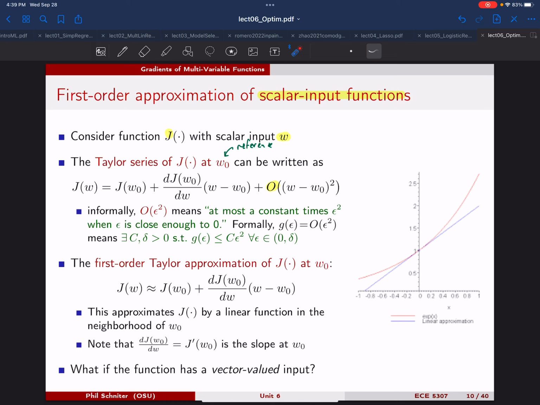Okay, so any questions about this? The main thing is to understand this means at most a constant times epsilon for a small enough epsilon.